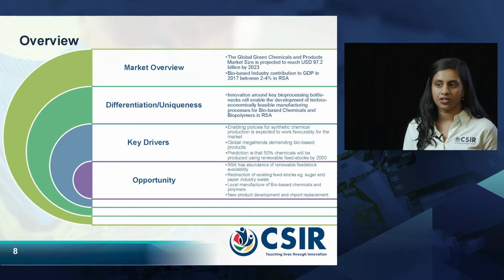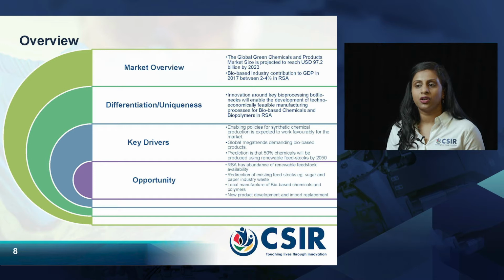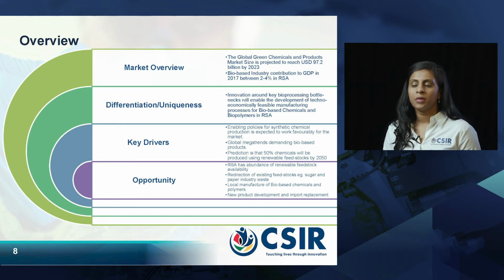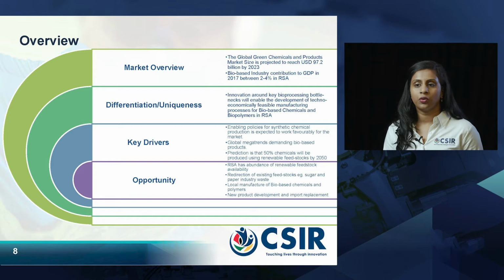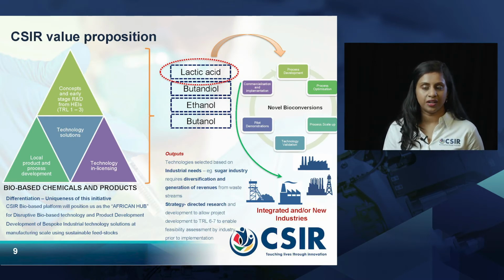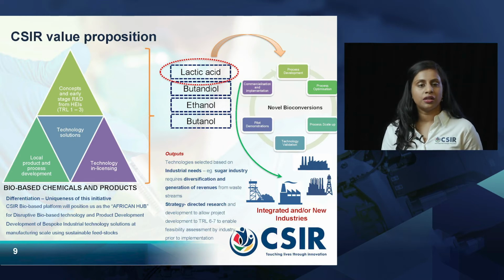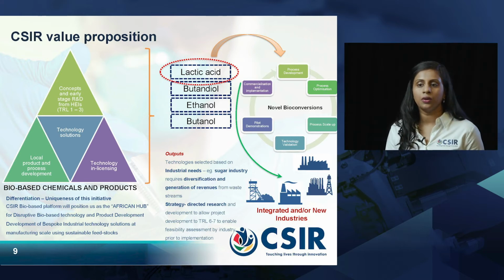The opportunity for the country is that South Africa has an abundance of renewable feedstock availability, and redirection of existing feedstocks from the paper and pulp industry as well as the sugar industry could be used for the local manufacture of bio-based products. This would enable new product development as well as import replacements. So the value proposition for the CSIR in these particular technology solutions is that early stage research from higher education institutes could be developed further. In addition, technology in-licensing can be achieved, and local product and process development could also occur in order to develop production processes for bio-based chemicals.